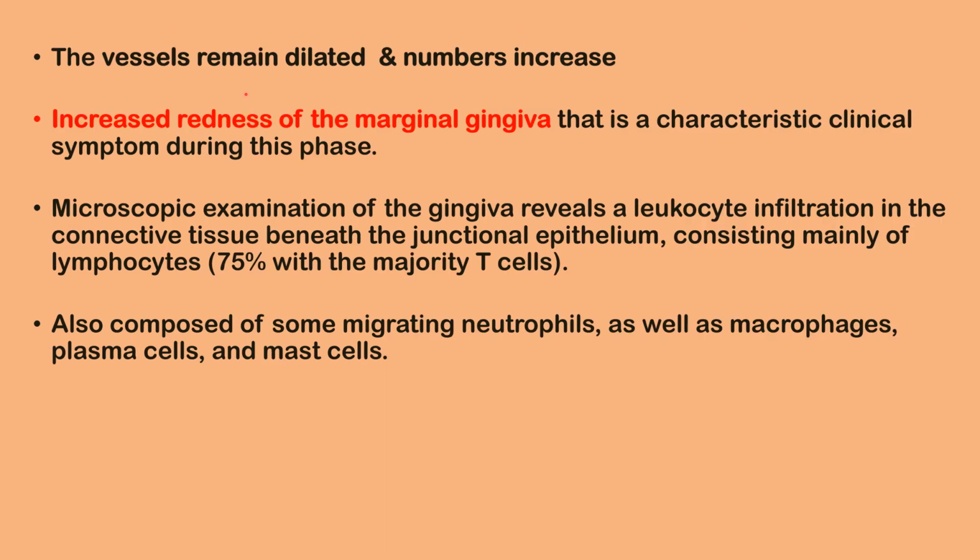The vessels remain dilated and there will be an increase in their number, due to which there will be increased redness of the marginal gingiva. This is the characteristic clinical symptom during this phase. Microscopic examination reveals leukocyte infiltration in the connective tissue beneath the junctional epithelium, mainly of T lymphocytes. Also, there will be migrating neutrophils as well as macrophages, plasma cells, and mast cells.